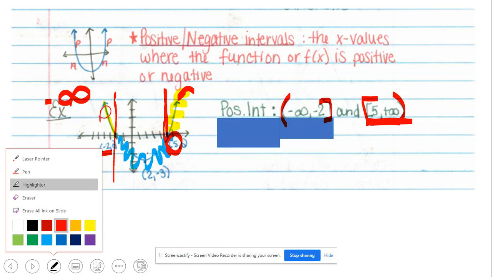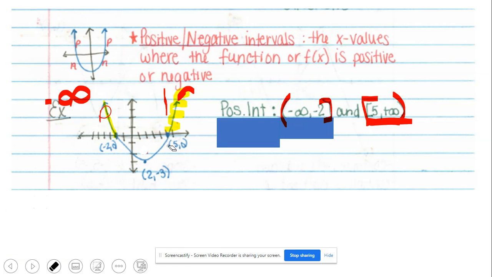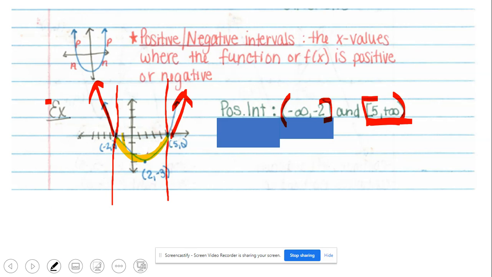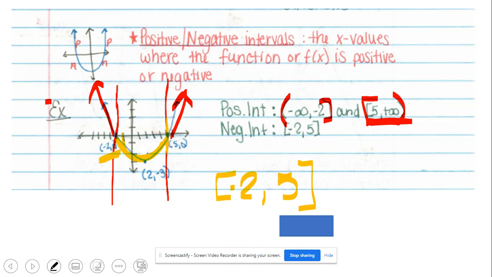So taking a look at the negative intervals, it's going to be the opposite of where it's positive. So like I said, it was positive up here and positive up here. So the negative is going to be this spot in between. And you just use the x values. This x value on the left is -2. And the x value on the right would be 5. Both with square brackets. So make sure your notes look like that, please.